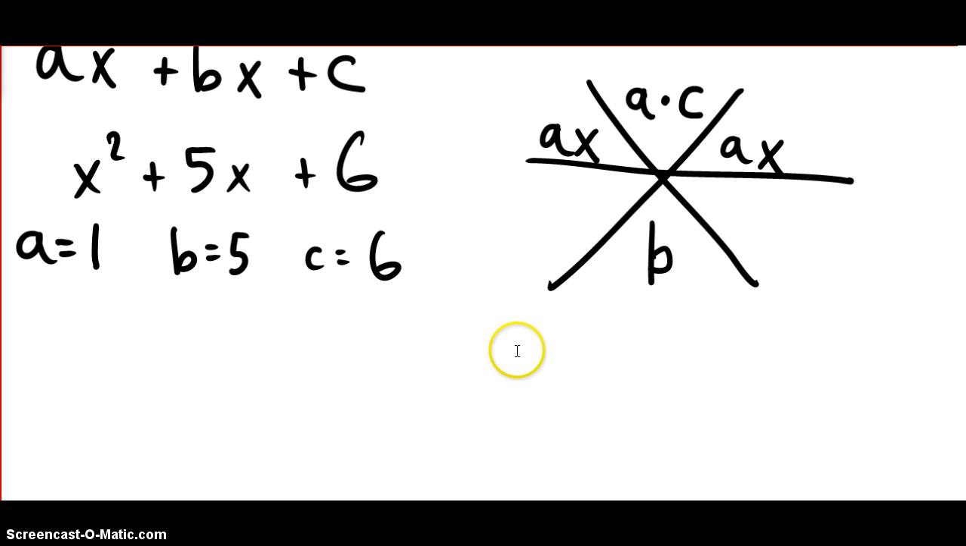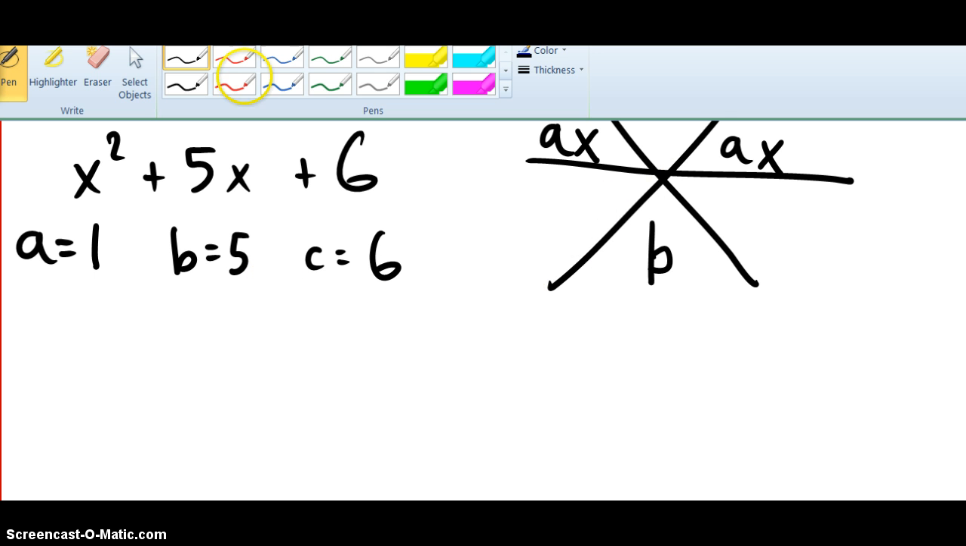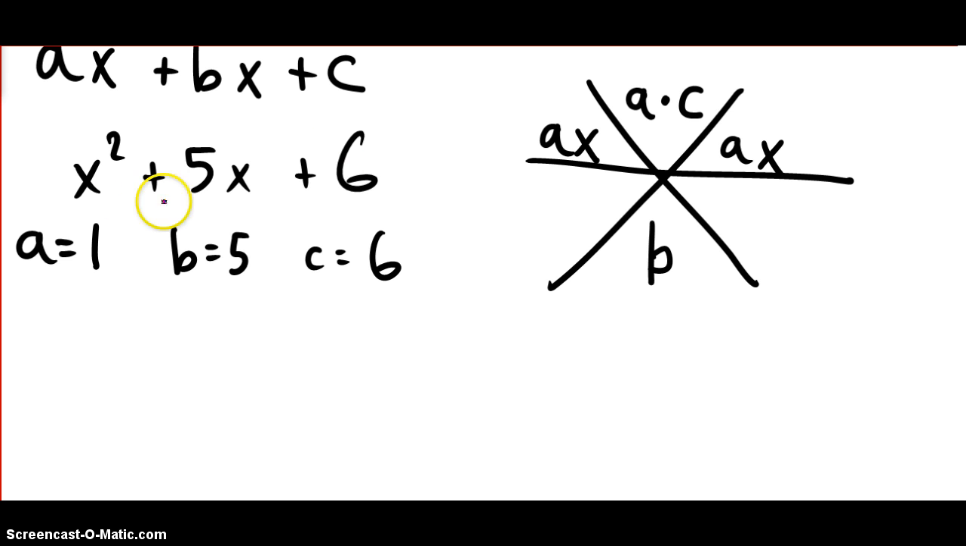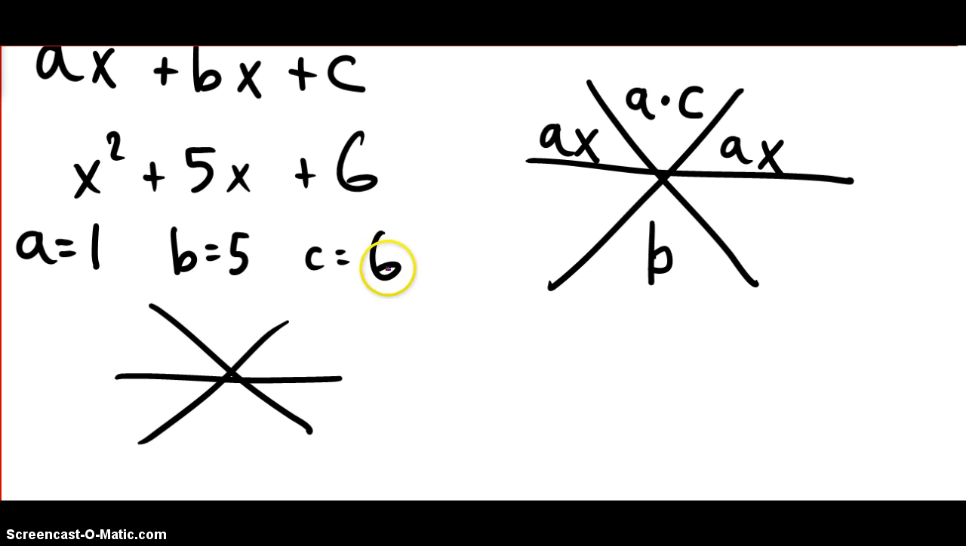Okay. Now, again, we have a, b, and c. We're going to fill this in specifically for this problem. So a times c, 1 times 6 is 6. b is 5. Here, a times x, not with the square, just a times x, 1 times x is x. So now we fill in the magic snowflake. What times what is 6 that adds to 5? Obviously, 3 times 2 is 6, and 3 plus 2 is 5.